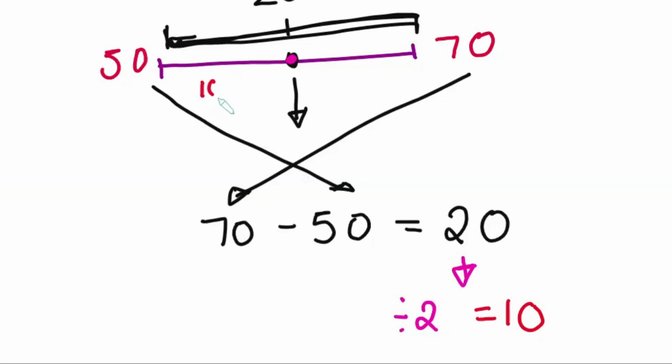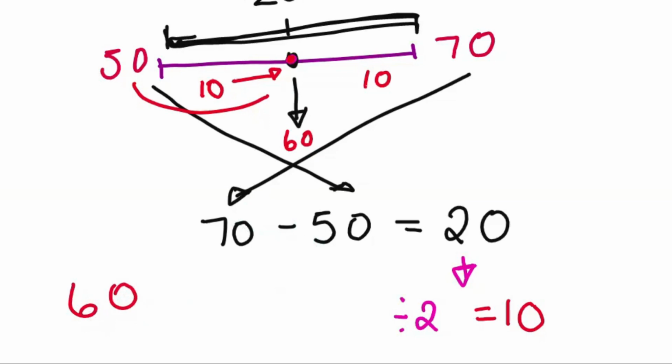So there is 10 on this side and 10 on this side. Now the number smack bang in the middle, how many do you think you need to add? You need to add 10, of course. So 50 plus 10 is 60. So the number in the middle would be 60.